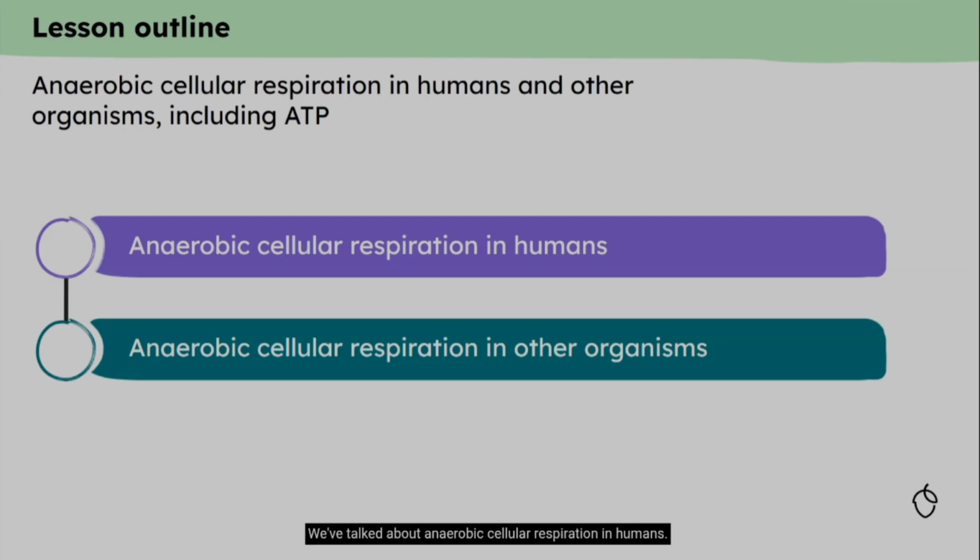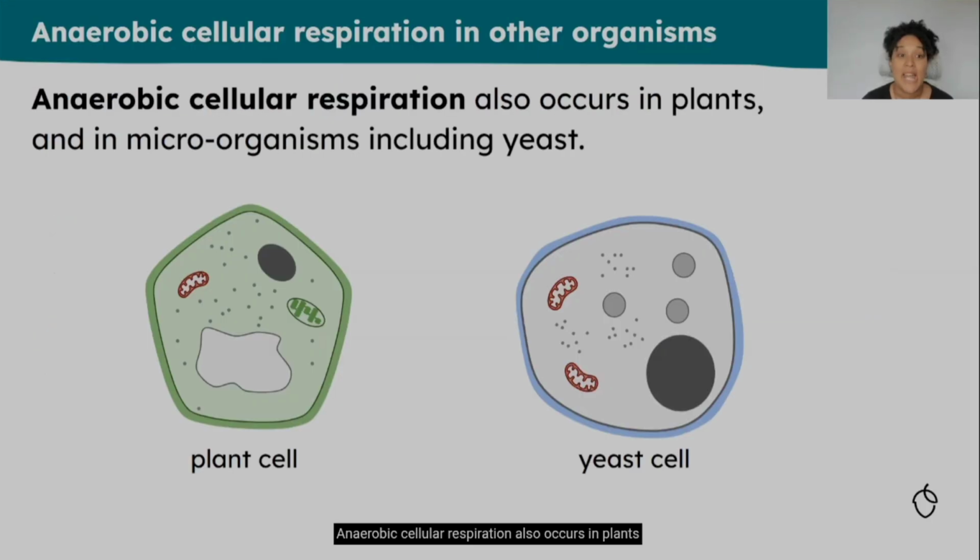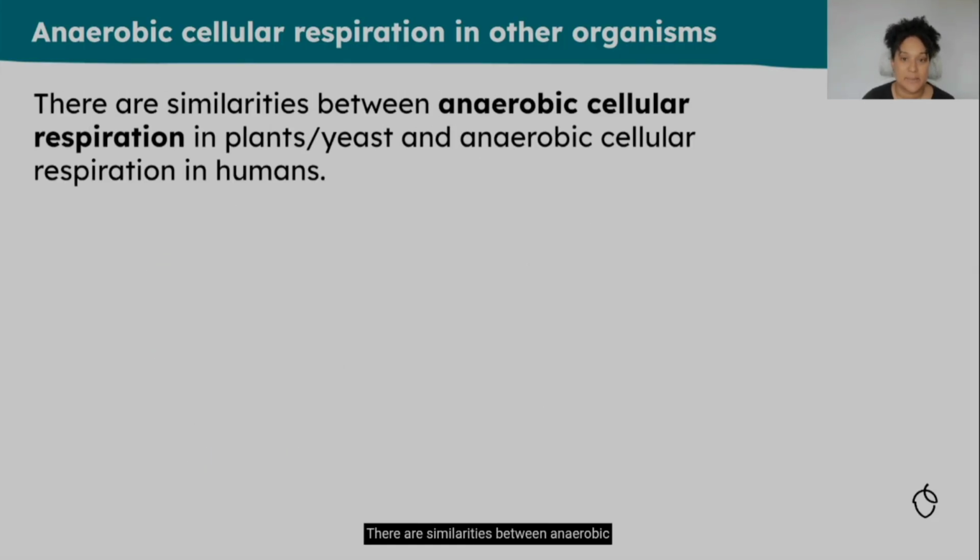We've talked about anaerobic cellular respiration in humans. Now we're going to talk about anaerobic cellular respiration in other organisms such as plants and microorganisms like yeast and bacteria. Anaerobic cellular respiration also occurs in plants and in microorganisms like yeast.